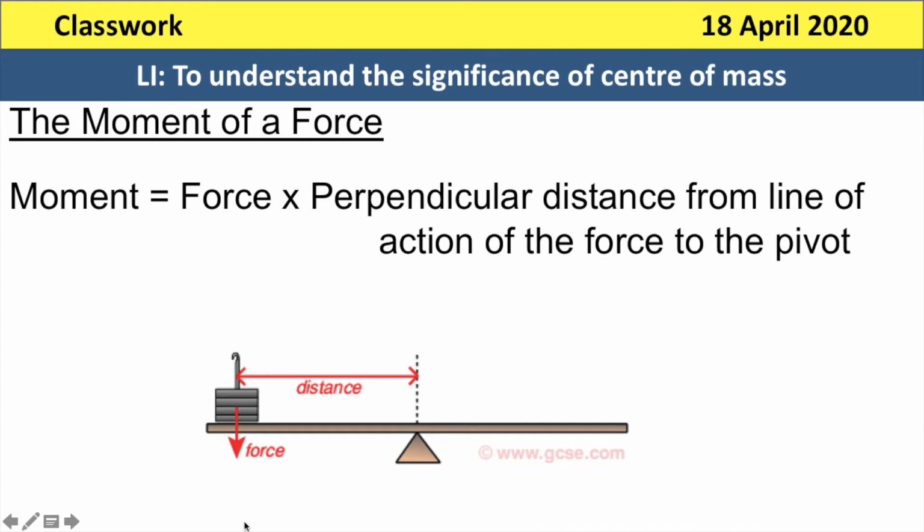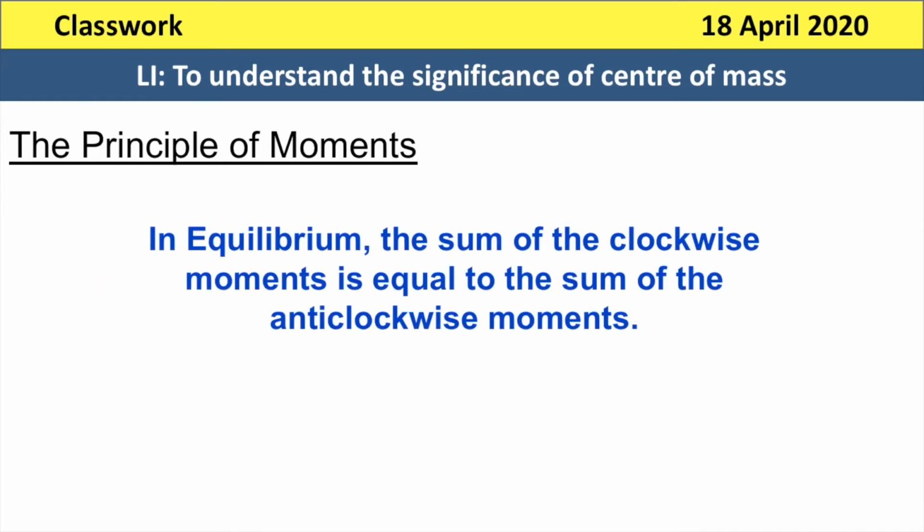So moment is force multiplied by perpendicular distance from the line of action of the force to the pivot point. The pivot point, of course, is the point where the rotation happens around. So this beam here will be rotating anti-clockwise because of the force applied to it. So let's consider the units then. Force we know already is measured in newtons, and perpendicular distance is measured in metres. So therefore the units of moment are going to be newton metres.